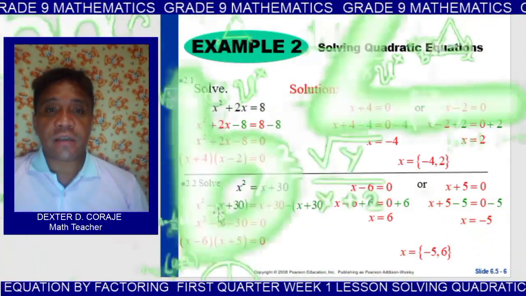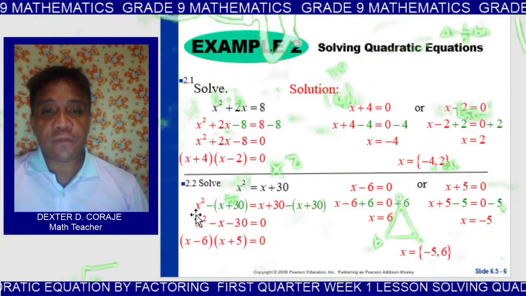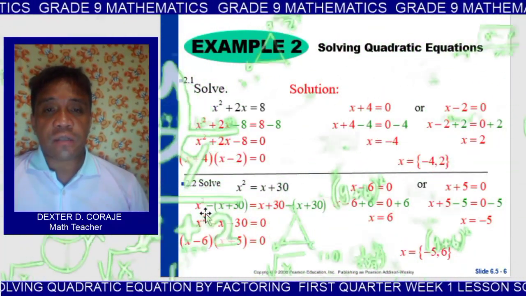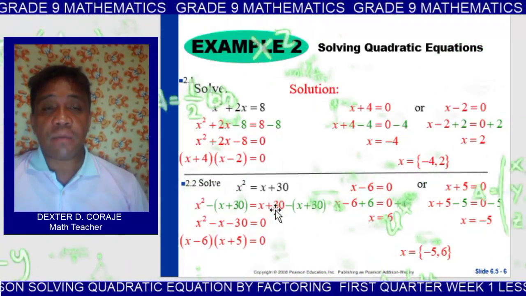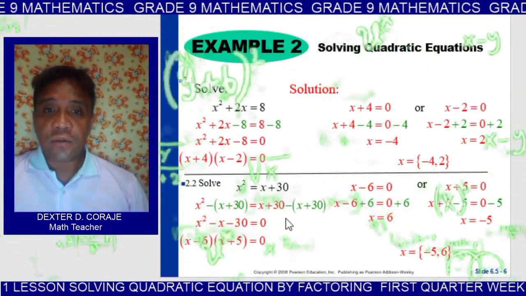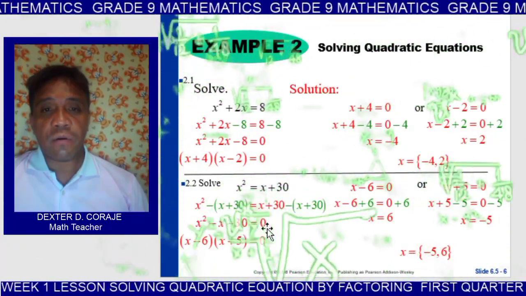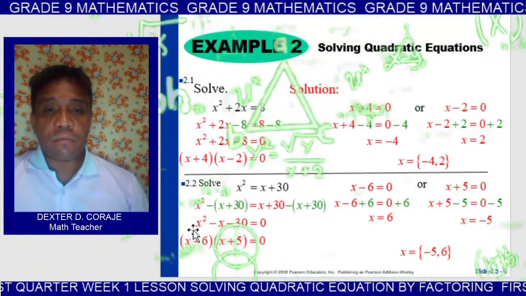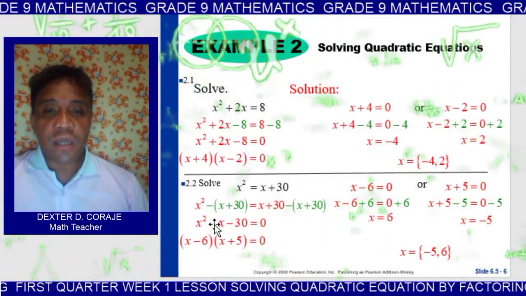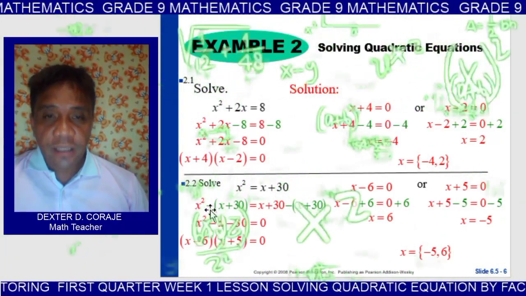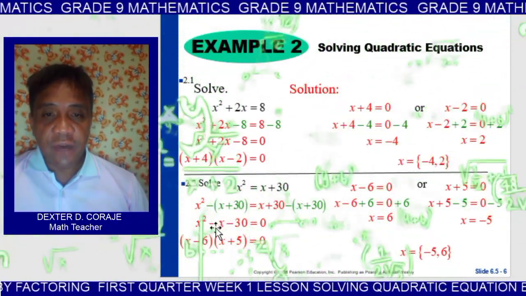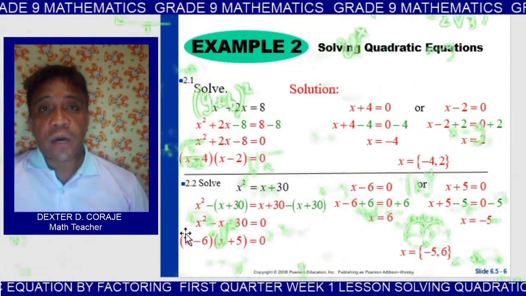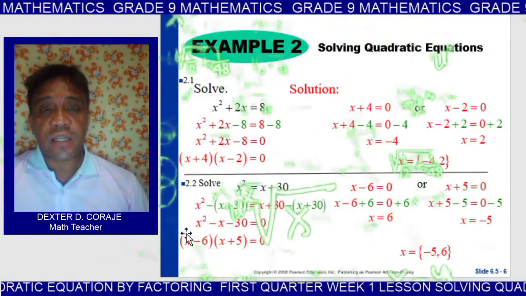So from this, we're going to have now as the first step x squared minus the quantity x plus 30 is equal to x plus 30 minus the quantity x plus 30. So the right side of the equation now is equal to 0, and the left side became x squared minus x minus 30, because negative times x is negative x, negative times 30 is negative 30. So we have now x squared minus x minus 30 is equal to 0.